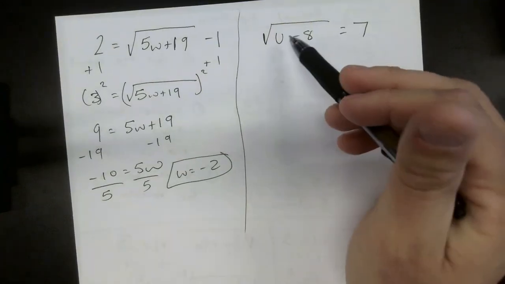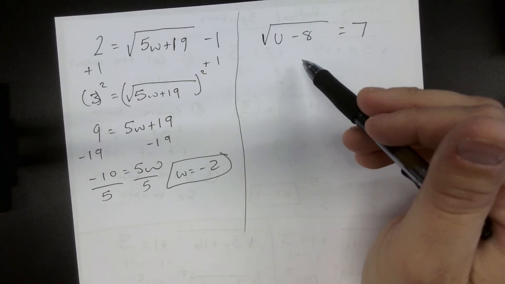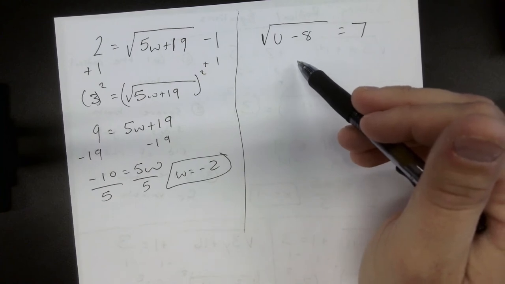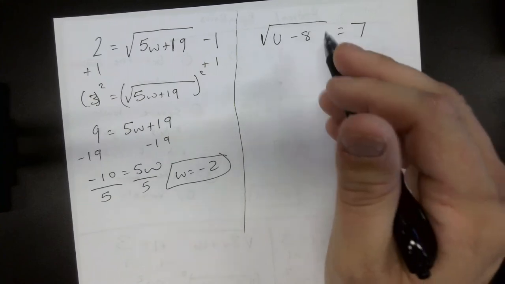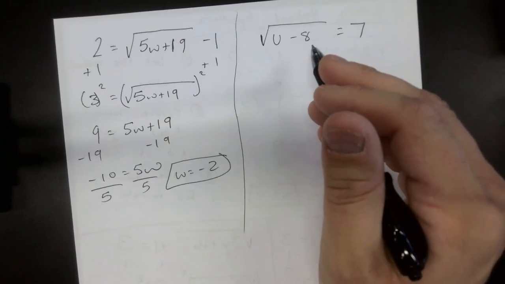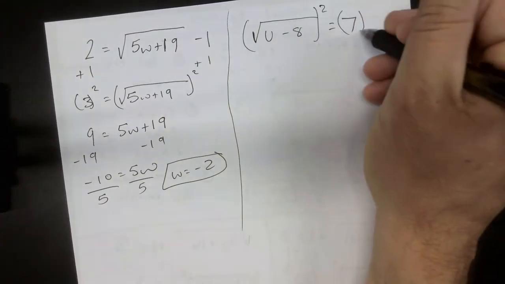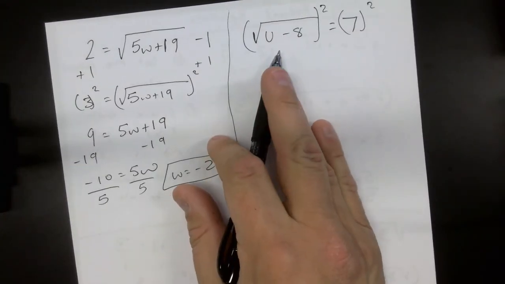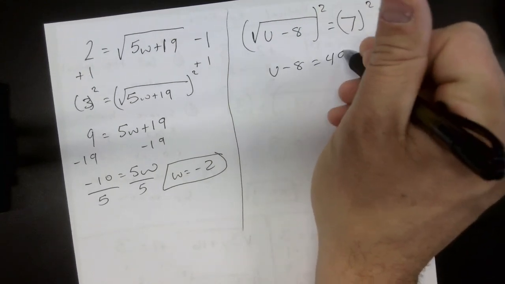Ricky. If this was my problem, what would I do first? We got to do something first. And that's step number 2. Yep, if the radical is alone, we have to square both sides. Everyone see how the radical was already alone there? If the radical is already alone, you got to square both sides.